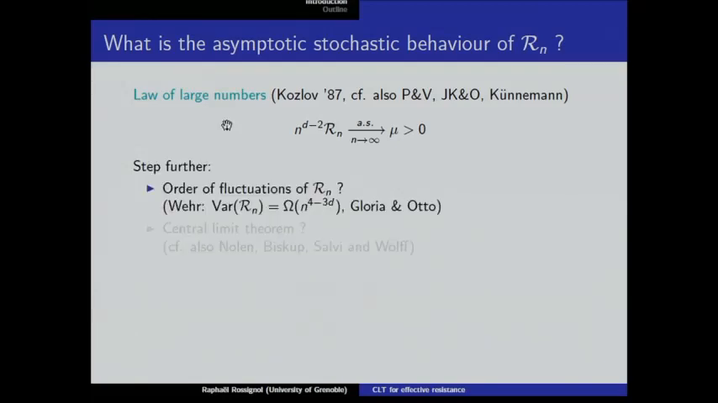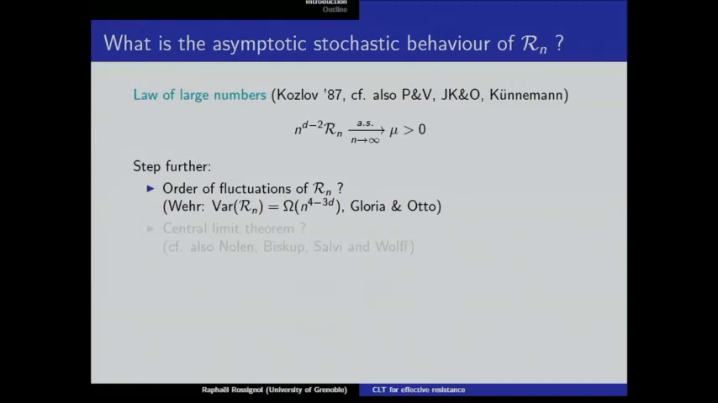Okay, but let us stick to the case where the resistances are IID in order to go a step further in the analysis of the asymptotic probabilistic behavior of the effective resistance, and let us try to understand the order of fluctuations of the effective resistance. There was a bound in the 90s by Ver on the variance. It was stated on the effective conductance, in fact, but anyway, it translates like this.